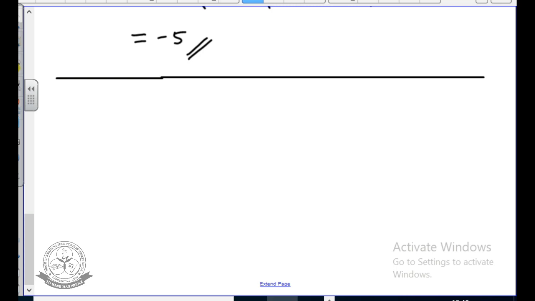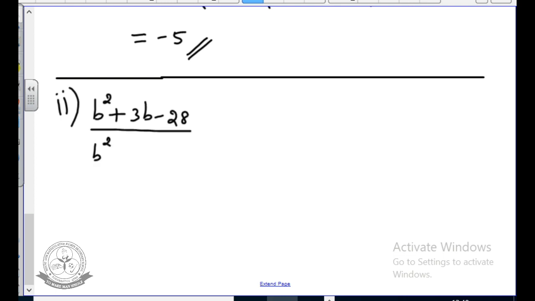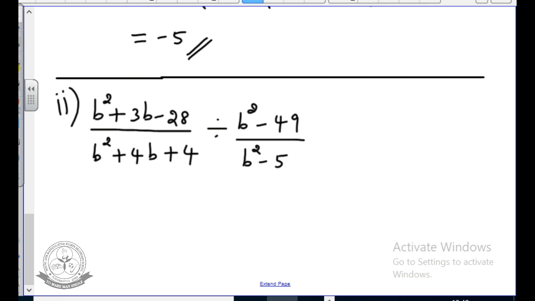Next, come to the second problem. b square plus 3b minus 28 divided by b square plus 4b plus 4, divided by b square minus 49 divided by b square minus 5b minus 14. So here also the same concept.